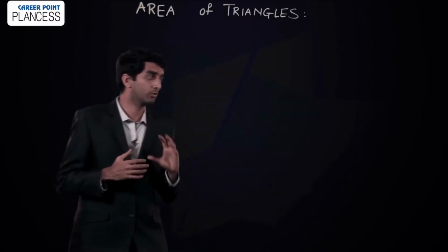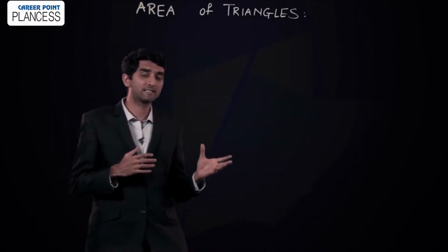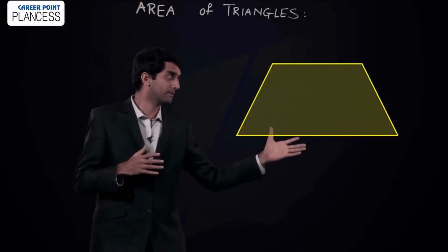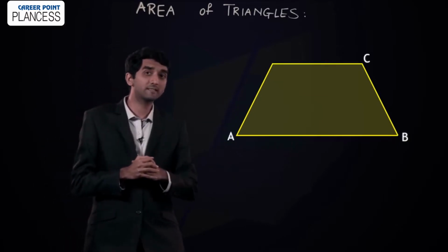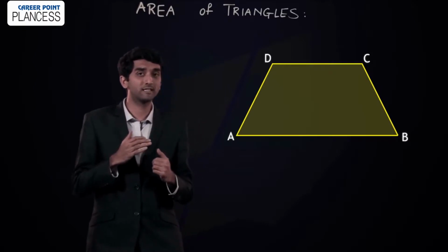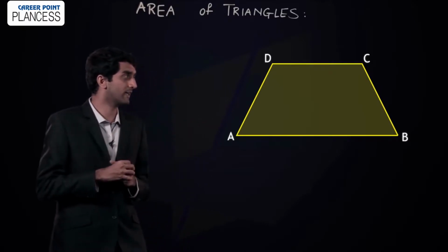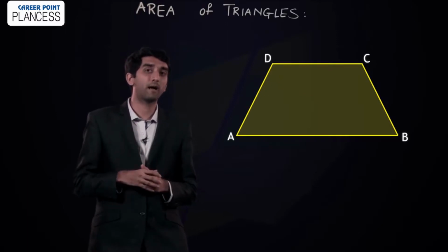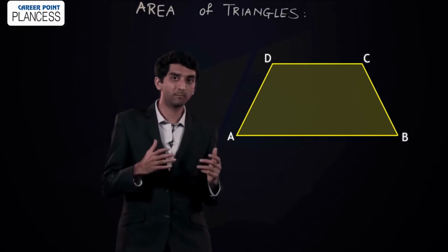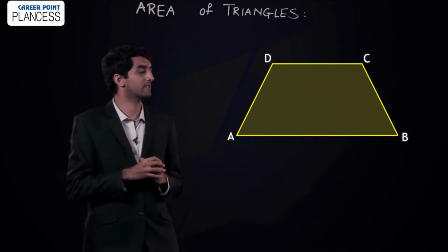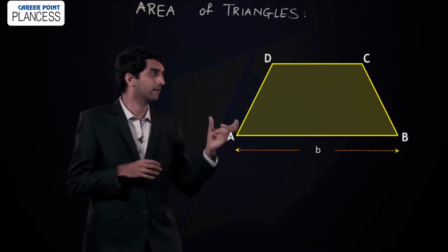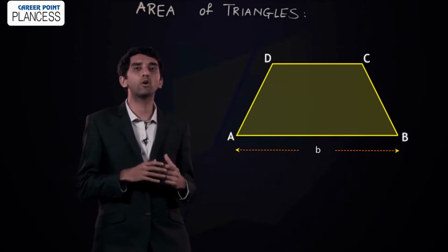Now let's go to the second specific quadrilateral. Let's talk about a trapezium in general. So here is a trapezium ABCD. As you can see, the basic property of a trapezium is that one pair of opposite sides is parallel. In this case, AB is parallel to CD, or AB is parallel to DC. AB is the bigger side, and the length of that side let us take as small b. Let us take the length of CD as small a, right?